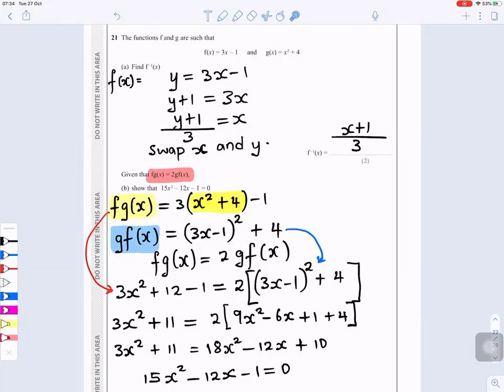You put all of this on the right-hand side. So the 3x squared can go to this side, and the 11 can go to that side. So what you have is 18x squared minus 3x squared, which is 15x squared, and there's minus 12x. And then 10 minus 11 gives you minus 1. And that equals 0. And that is what you are required to show.